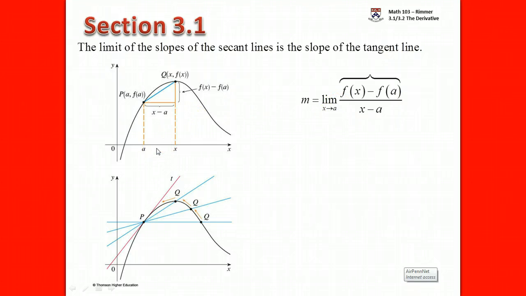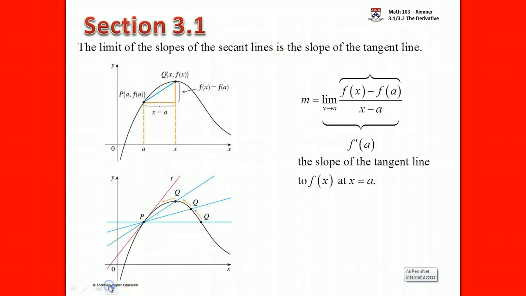So this limit of the secant line slopes is the tangent line slope. Exactly, not a guess anymore. We don't have to make some approximation. We don't have to use a calculator. This is exact now. We know exactly the slope of the tangent line by this limiting process on the slope of the secant lines.